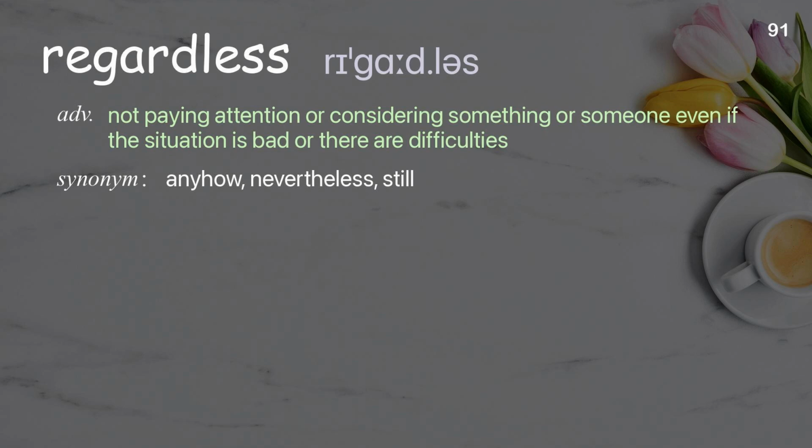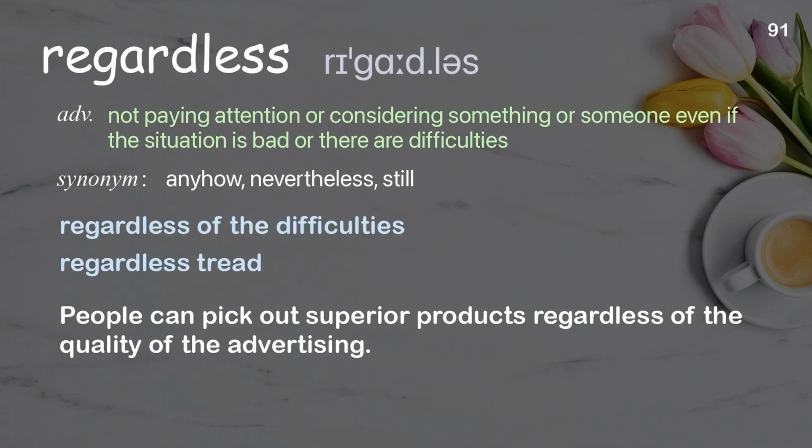Regardless. Not paying attention or considering something or someone even if the situation is bad or there are difficulties. Examples: regardless of the difficulties. Regardless tread. People can pick out superior products regardless of the quality of the advertising.